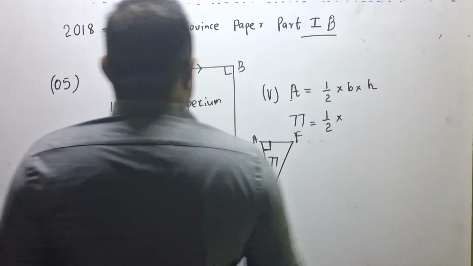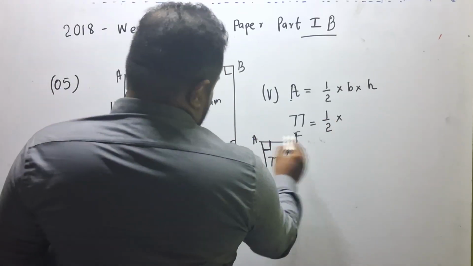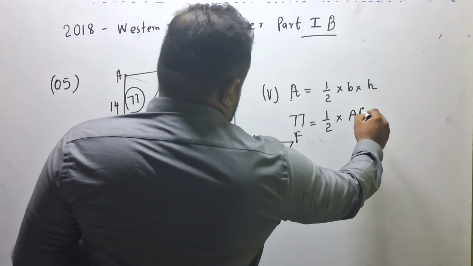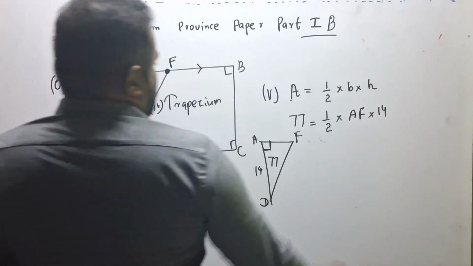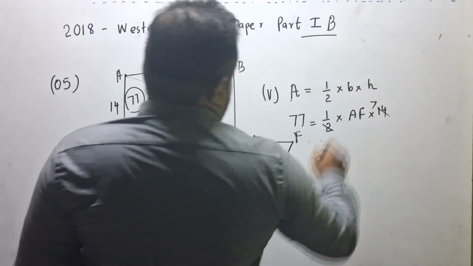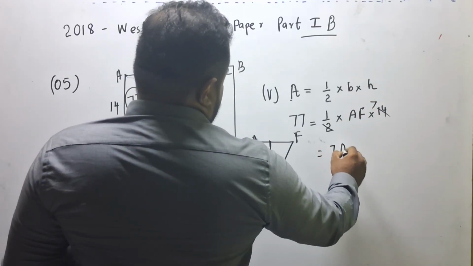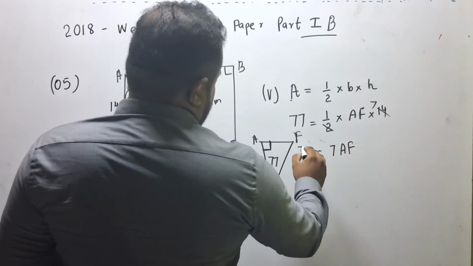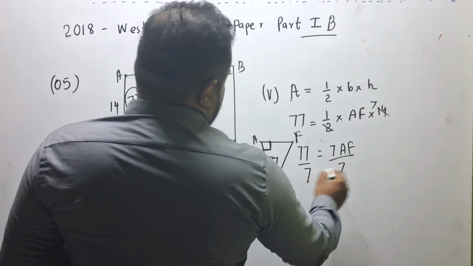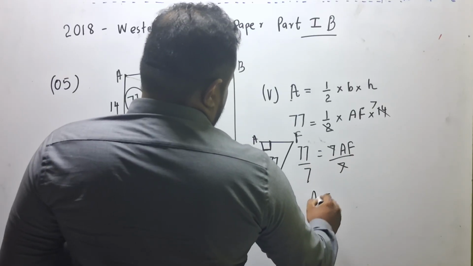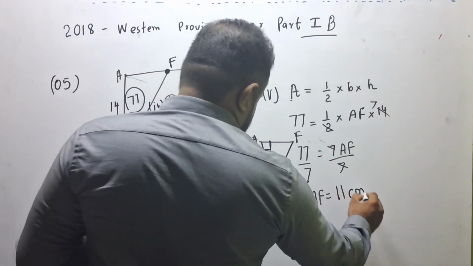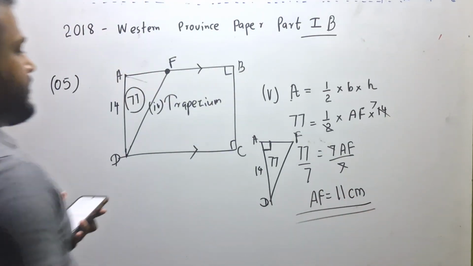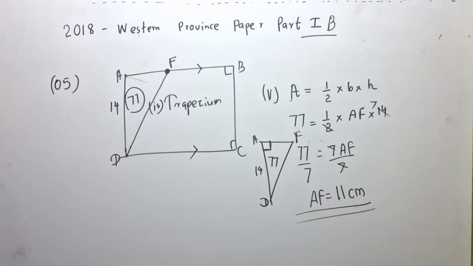Half into base, base is AF, height is 14. Cancel, as you get 7. 7AF equals 77. Divide both sides by 7. Length of AF becomes 77 divided by 7, which is 11 centimeters. The length of AF is 11 centimeters.